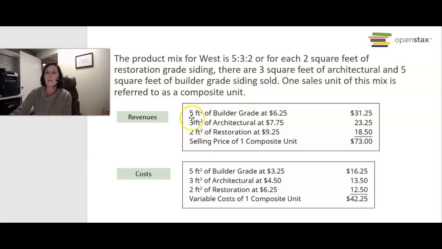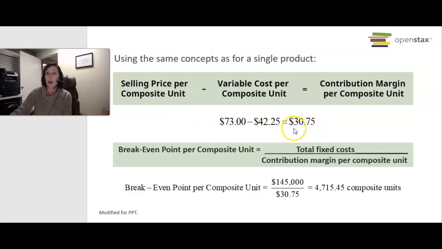And so once this 5, 3, 2 allocation has been determined, we can determine now what the composite selling price is. So we're going to add all of these together, and this becomes one composite unit. And so again, this is based on the composition of the sales mix of all 3 of these units. So at this composite unit price of $73, we can now look at what the cost is of the composite unit. So we've got variable costs for the composite unit of $42.25. And so simple math now tells us that the contribution margin per composite unit is $30.75.